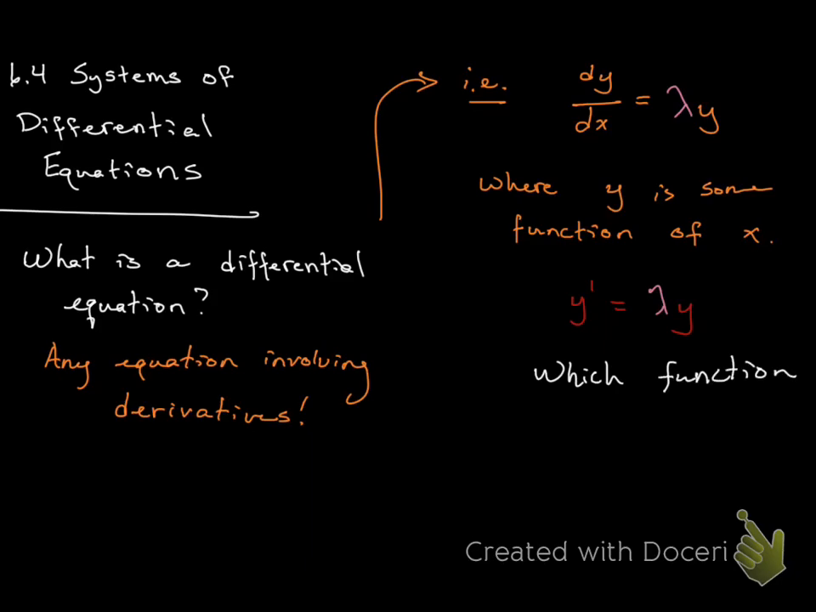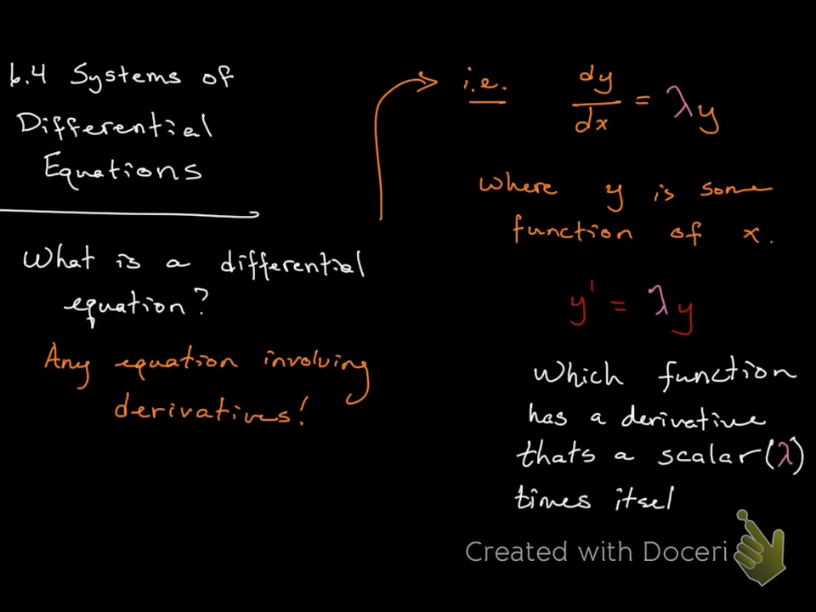So what we're really asking here is which function has a derivative that is just a scalar, lambda, times itself. That's what it means to say dy dx equals lambda y, or y prime is lambda y. The derivative is equal to a scalar, lambda times y. And what I want you to notice is that's very similar to our eigenvalue, eigenvector problem, right? A v equals lambda v.